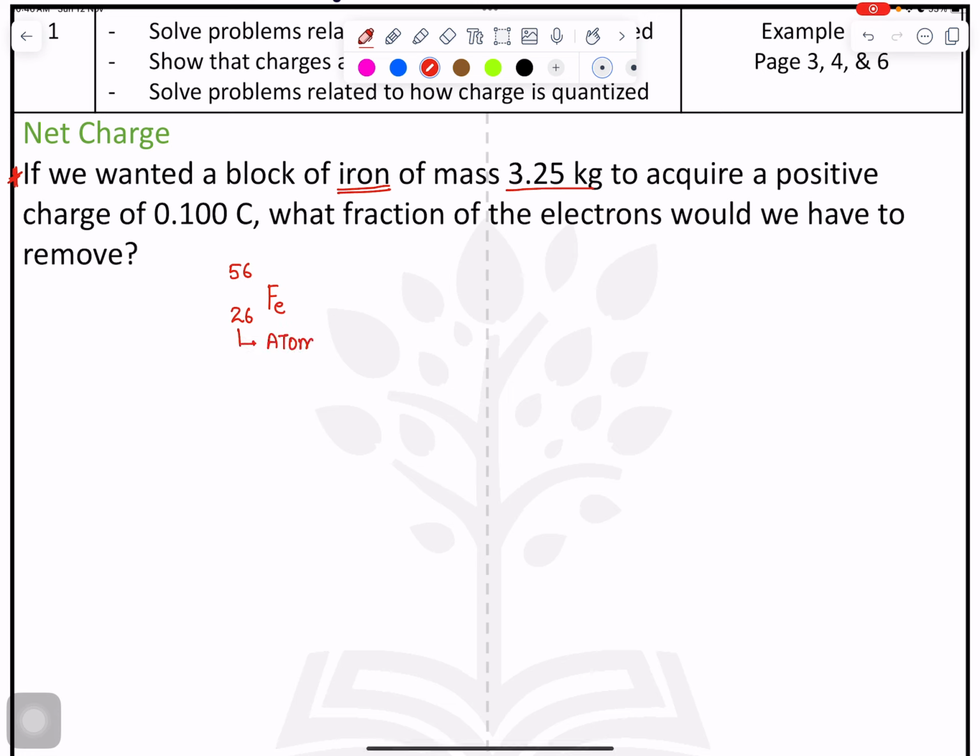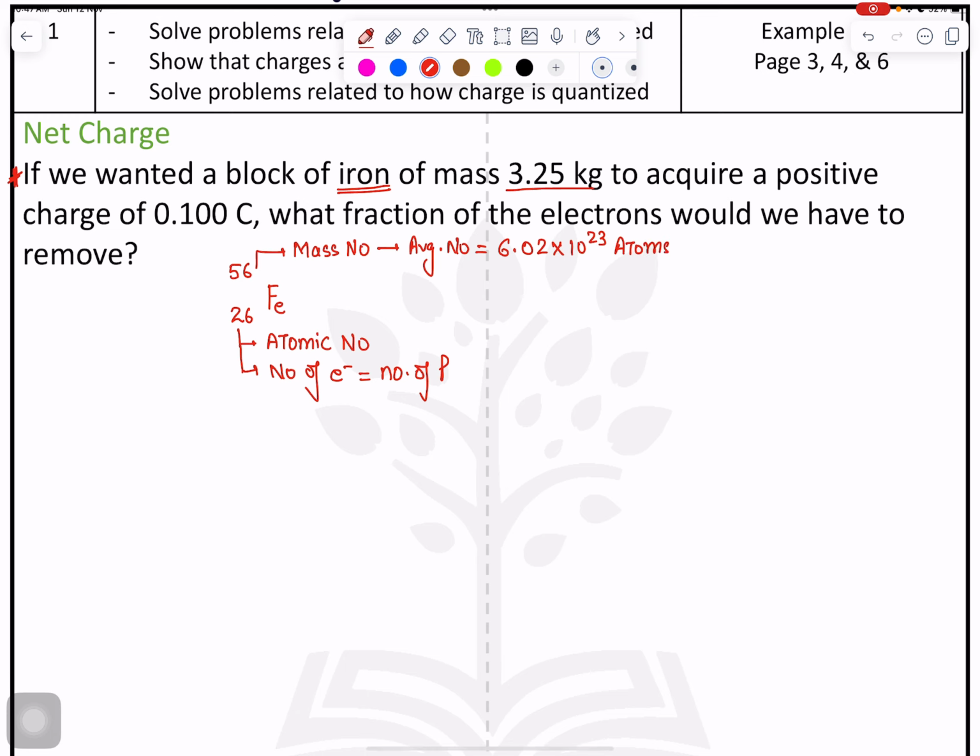So this is your atomic number. What is the meaning of atomic number? Atomic number means number of electrons equals number of protons. This is your mass number, which gives you the Avogadro number, which equals 6.02 multiply 10 raised to power 23 atoms per mole.